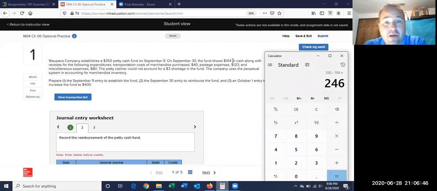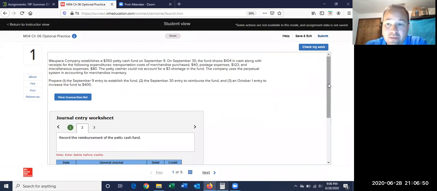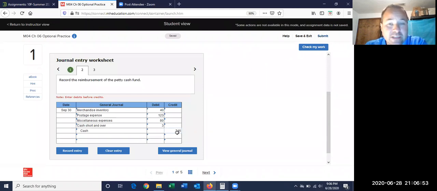When I go into the next month, I want to have 350 again. So I need to go down to the bank and take out $246 out of my checking account. And that's what's happening here. I'm taking 246, putting it back into the petty cash, and now the petty cash is back up to 350. Like nothing ever happened to it.